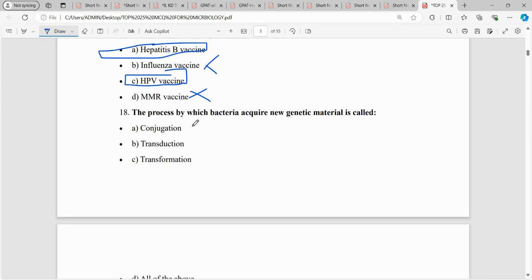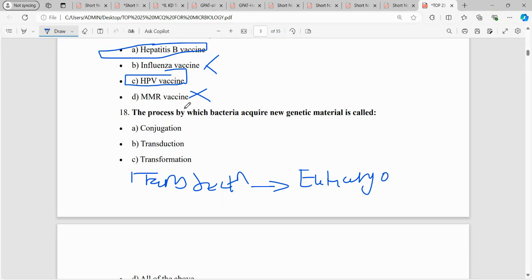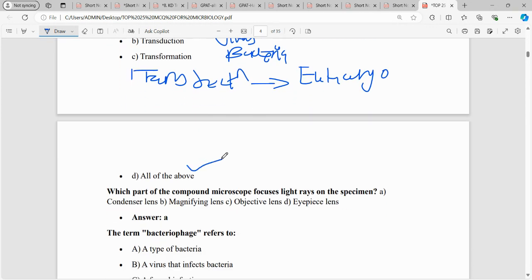The process by which a bacteria acquires new genetic material. So transfection is a process that is found in eukaryotes. Transduction is a process which is carried out by viruses. Transformation is carried out in bacteria. Conjugation means the fusion through cytoplasmic bridges. So the right answer is all of the above.